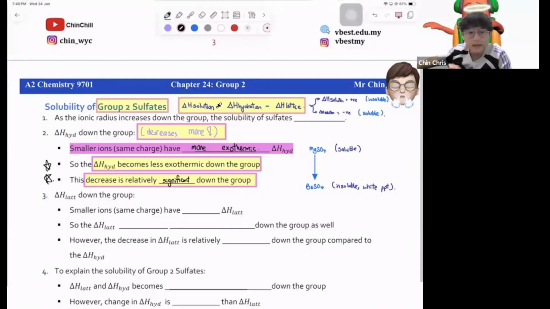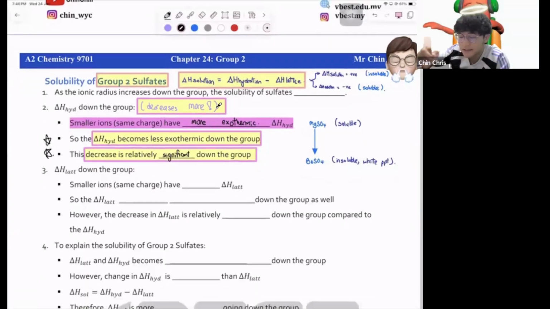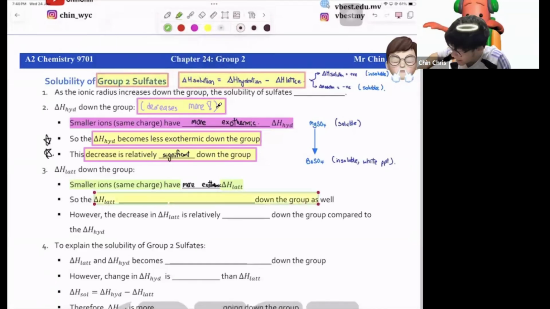Alright, guys, next, let's look at delta H lattice. The delta H lattice is the same thing. A smaller ionic radius will always have a more exothermic delta H lattice. So my delta H lattice, as it goes down, turns less exothermic down the group. So delta H lattice is less exothermic going down the group.